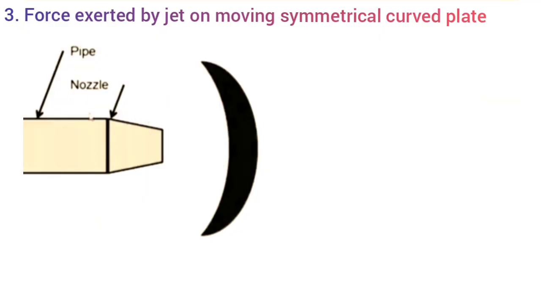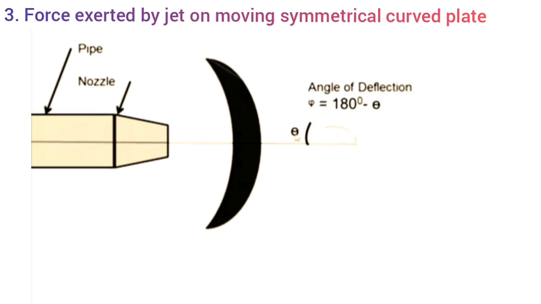In this video, we will discuss the force exerted by a jet on a moving curved plate when the jet strikes a curved plate at the center. You can see here a nozzle is connected to a pipe and the water will come out of this nozzle in the form of a jet with a velocity v and it strikes the curved plate at the center.